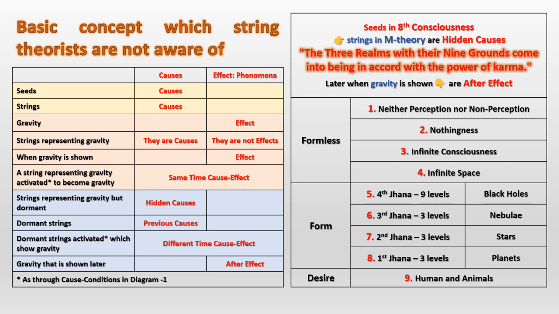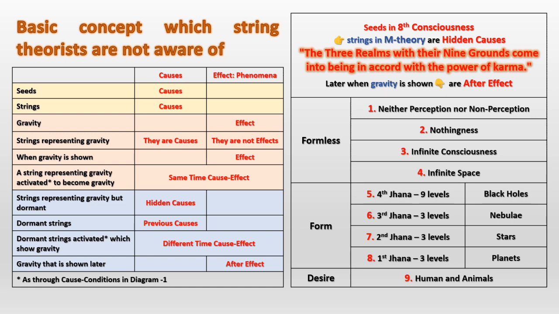There are innumerable hidden causes or seeds in the eighth consciousness, hence many hidden strings in M theory. For example, hidden strings, or hidden causes, representing gravity. They are called dormant causes, dormant seeds, or dormant strings. These are considered previous causes. When dormant strings get activated and gravity is felt, this is called different-time cause-effect. What is the meaning of strings representing gravity in M theory in the absence of matter? They are hidden and dormant causes.